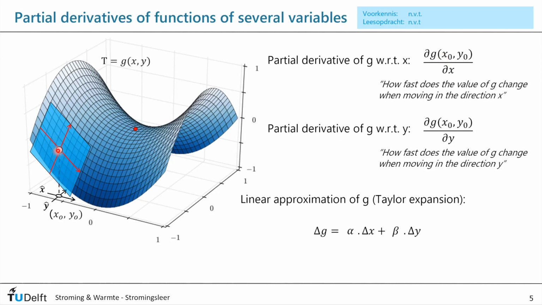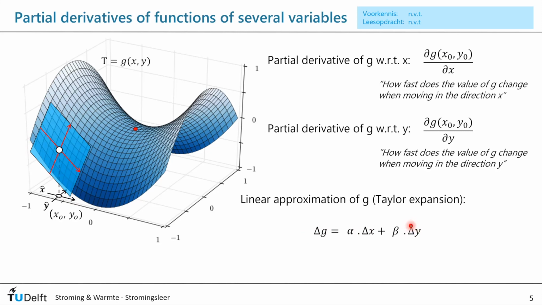So if we look around our point here, the graph of the function is going to remain really close in the neighborhood to the plane which is tangent to the graph at this one point. And the linear approximation tells us how our function g varies. So what is the delta g by which the function will increase or decrease if we take a step delta x in the x direction, and if we take a step delta y in the y direction.